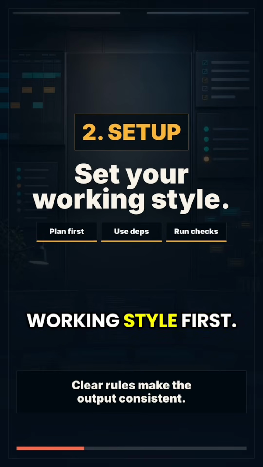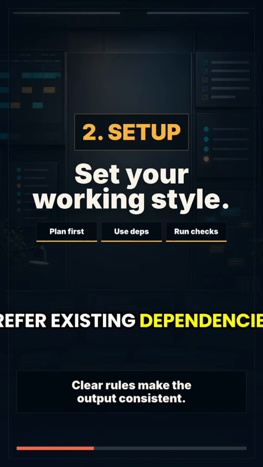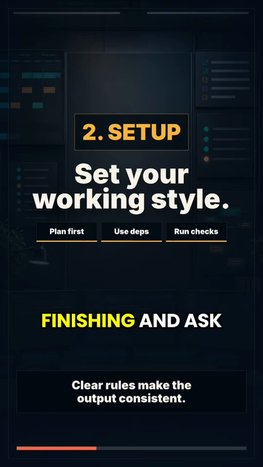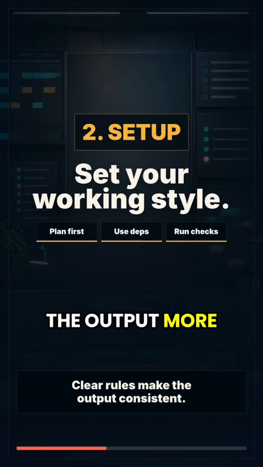Second, do not rush into a big task right after installing it. Set up your working style first. Codex performs much better when it knows how you want it to work. For example, tell it to make a plan before changing files, prefer existing dependencies, run tests before finishing, and ask questions when something is unclear. These rules matter because Codex is often making decisions across a whole task. Clear rules make the output more consistent.